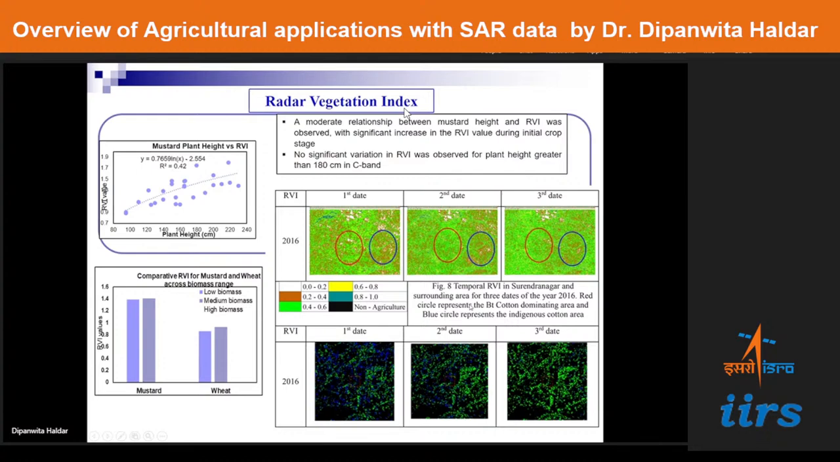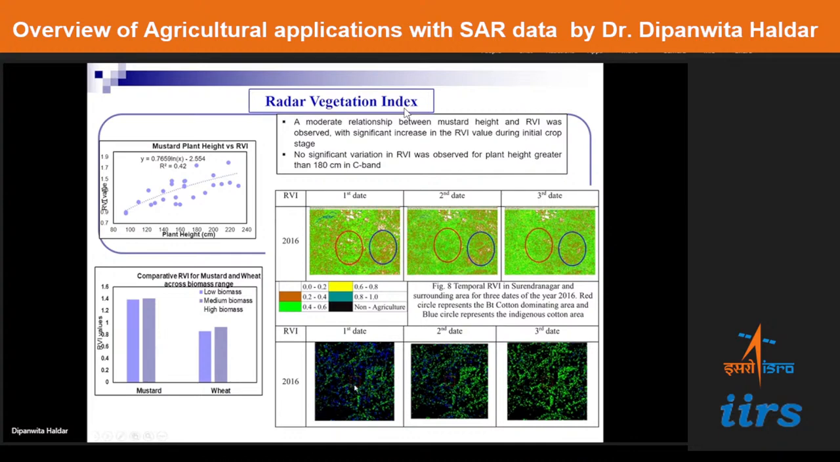The temporal radar vegetation index in Surendranagar, an important cotton growing district in Gujarat. The red circle represents the PT cotton dominated area, and the blue circle the indigenous cotton. Indigenous cotton is actually very slow in growth, while PT cotton is very fast, so the difference can also be seen in terms of the radar vegetation index.